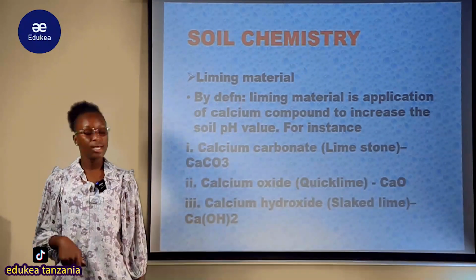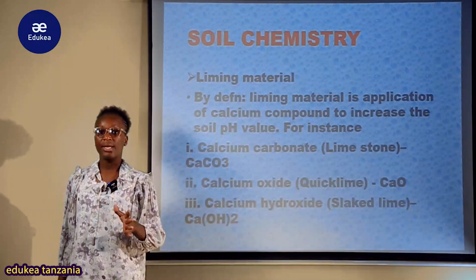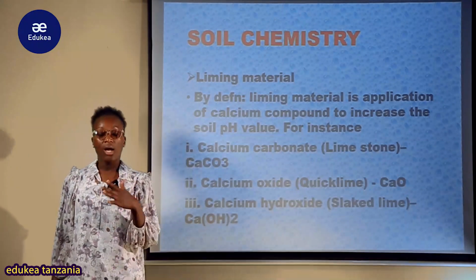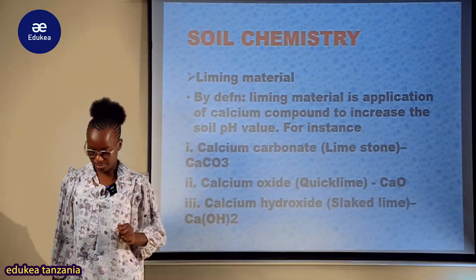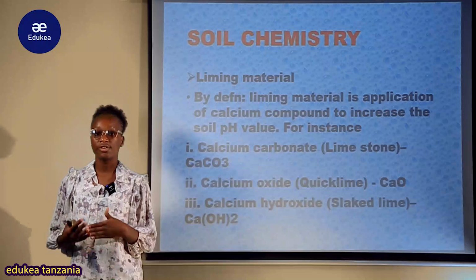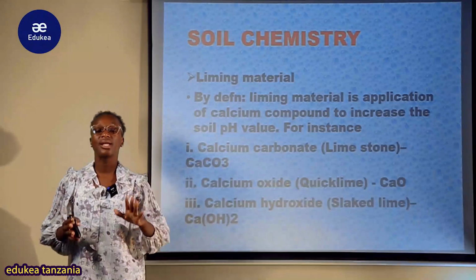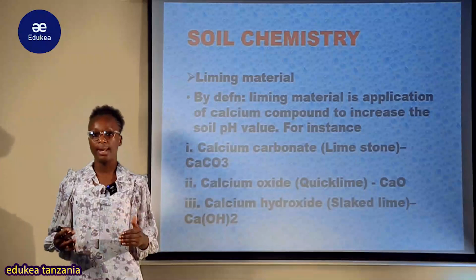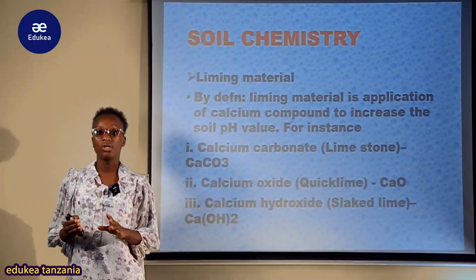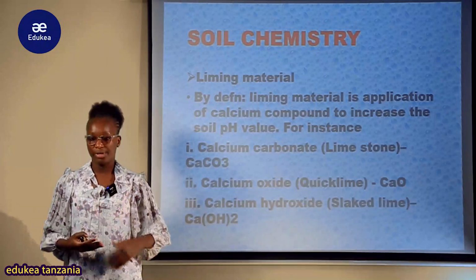For instance, tuna mifano hapa ya hizi liming material. Kumbe liming ni matumizi ya calcium compound. Lakini tunavyoongelea liming ni matumizi ya calcium. Lakini tunavyoongelea liming material tuna involve sasa zile calcium compounds. Simply maana yake kwamba zile calcium is made up of two or more elements. They are combined together. Imekuwa compound, not alone. Kwa hiyo imeform ile compound.